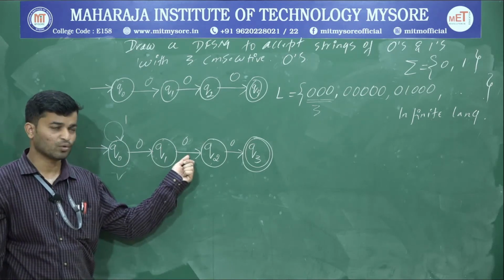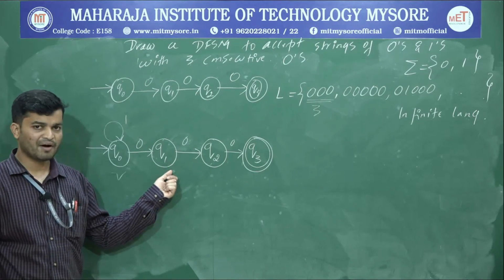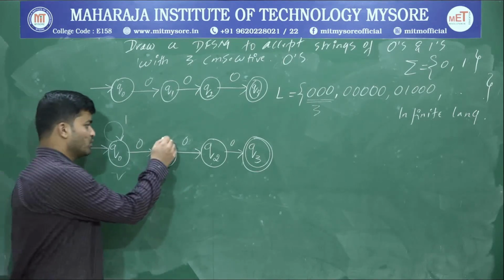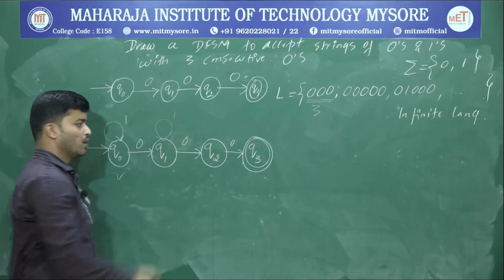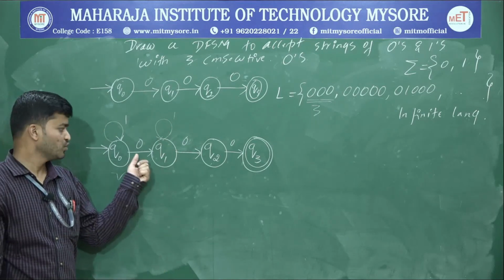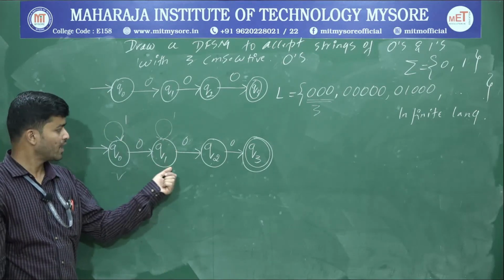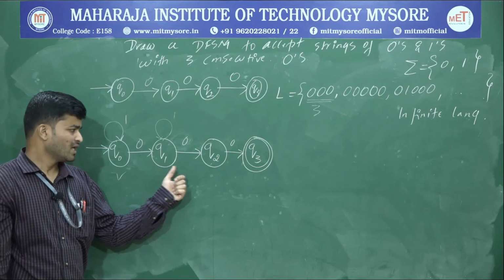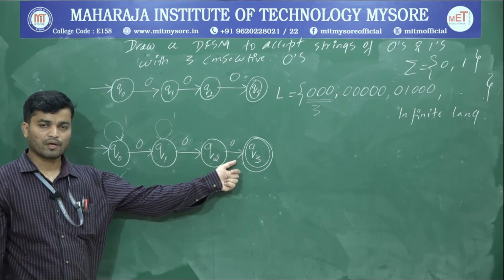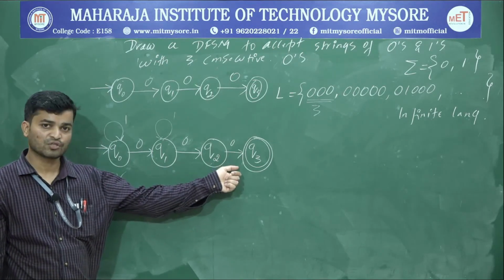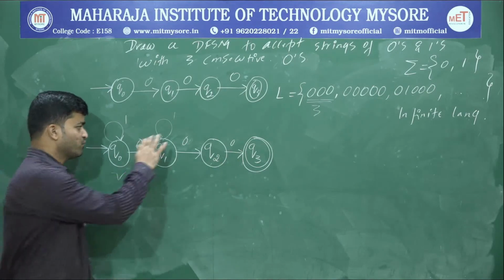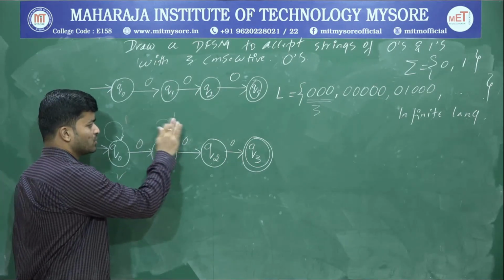Okay, now go with Q1. There is already a path for 0. Now I have to build a path for 1. So if I write a loop upon 1, what will happen? 0, n number of ones, 0, then n number of ones, then it will accept 2 zeros. Okay, I'll get 3 consecutive zeros. Therefore loop upon 1 is not a valid option.